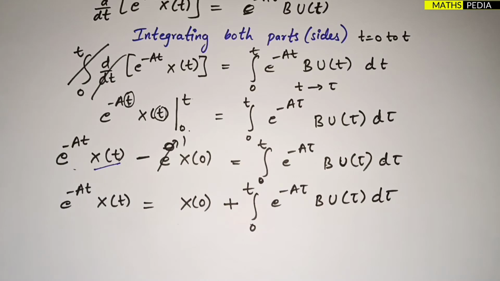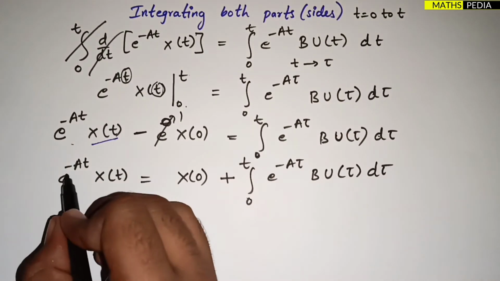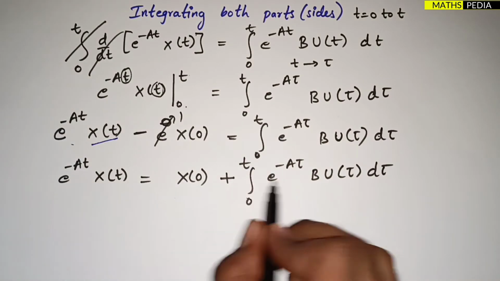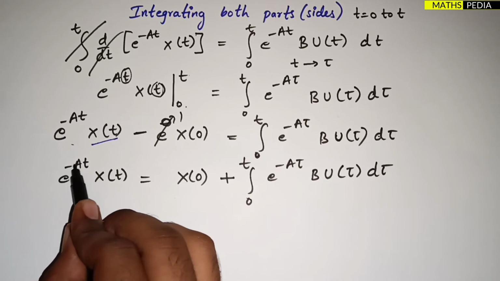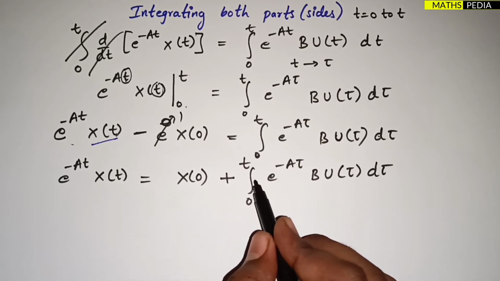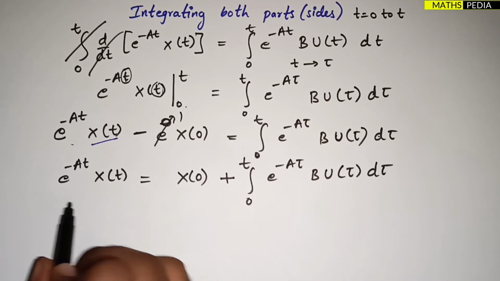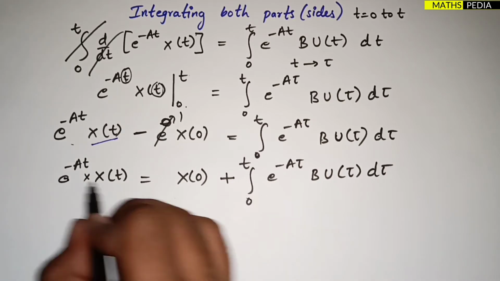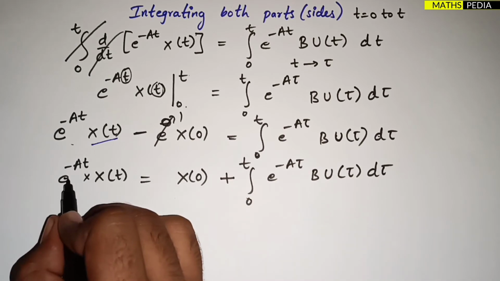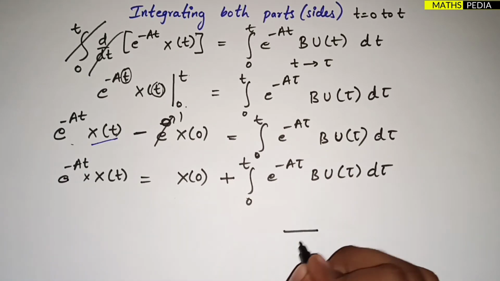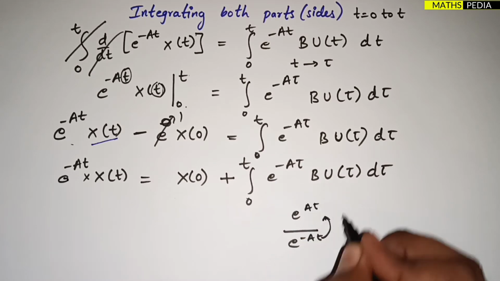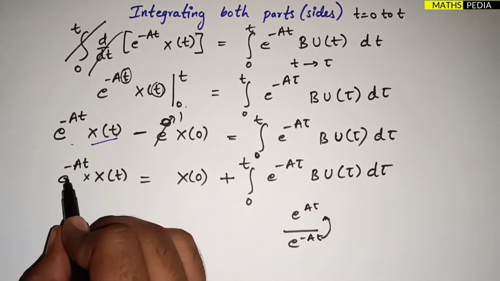Now the next step is that we have to shift this also to that side, since I want just x of t. So shifting this to the RHS, what will happen? e power minus at will become e power at here, correct? Since this is multiplication over here, when it goes to the RHS, it will become e power minus at, and I will take it to the numerator, e power at. So this I will shift here.